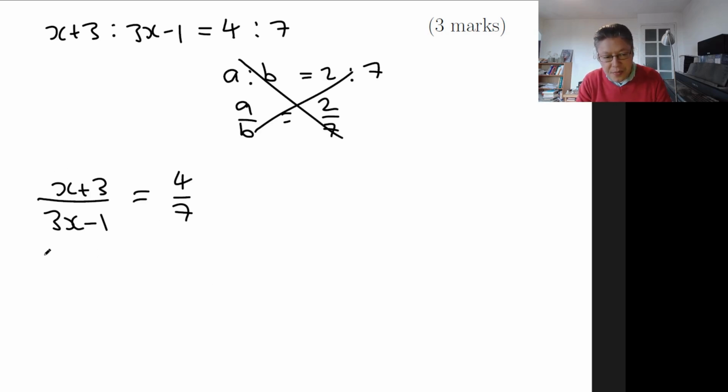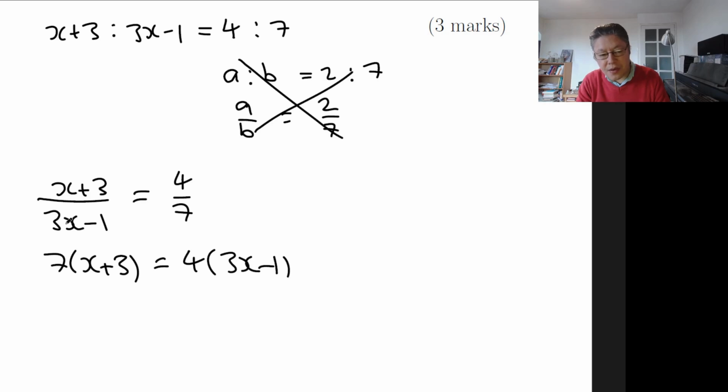So let's put 7 bracket x plus 3. So here the 7 has been multiplied up to this side over here, equals 4 bracket 3x minus 1, and that's the 3x minus 1 over here multiplied up behind the 4.